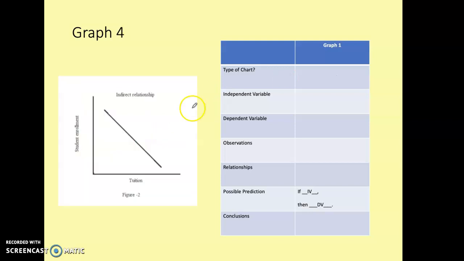And same thing here with graph number 4 between tuition and student enrollment, a very simple graph as well. Type of chart, and so forth. So 3 and 4, that's the last thing here. Then you're done for the day.